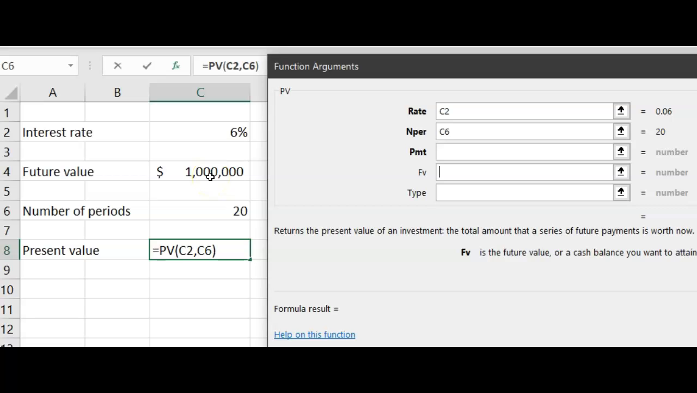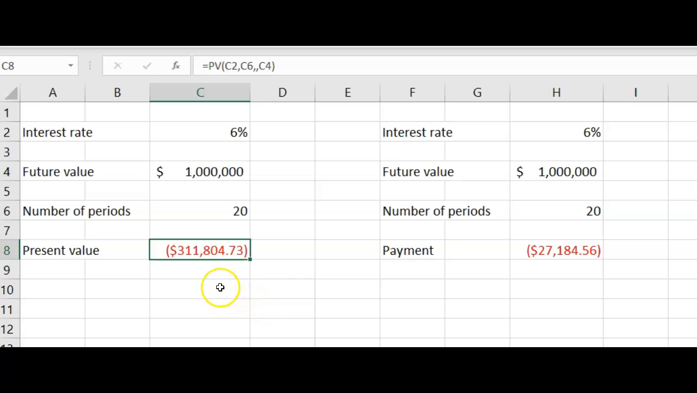Now, understand that financial calculators and Excel assume that positive cash flows or cash inflows are entered as a positive number. Cash outflows are entered as a negative number. So in this situation, what we want to know is what would be the value of $1 million. I'm going to enter that as a positive number, and the answer will come back negative. And that means we have to make a deposit or give up $311,804 today.